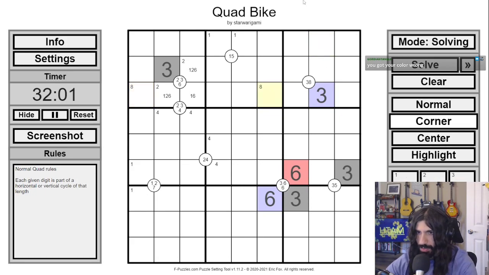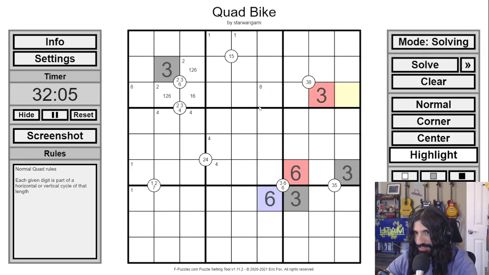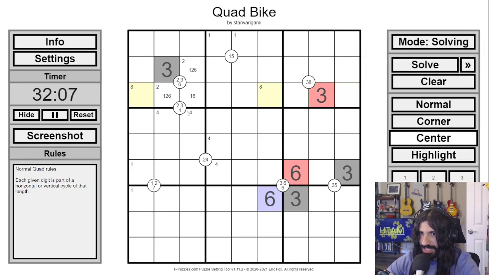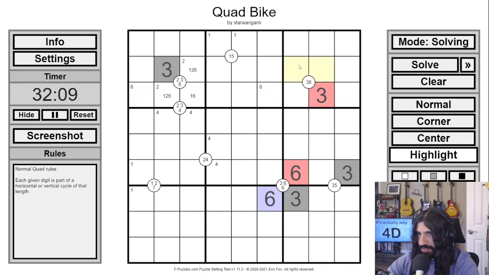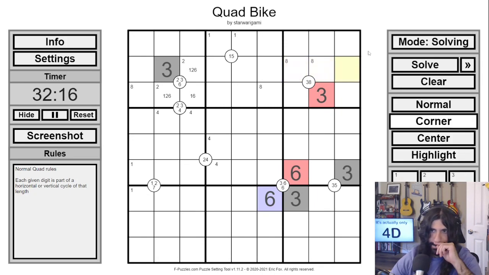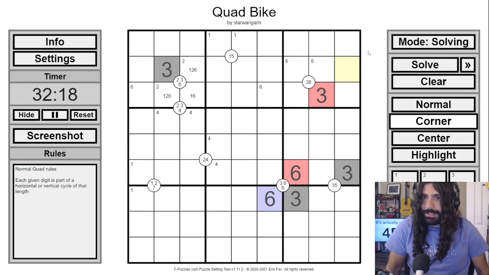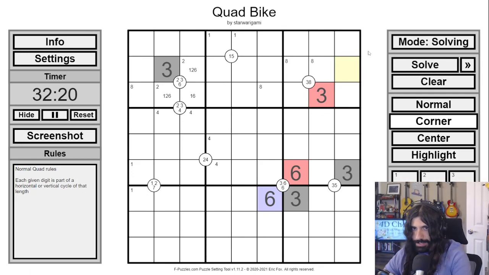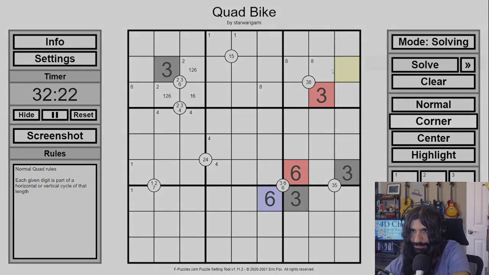You got your color wrong? Oh, sorry. You're totally right. This is red. I forgot my own convention. Okay, so if there's an 8 here or here, that means one of these has to be the 8, right? One of these has to be the 8. So that's cool.